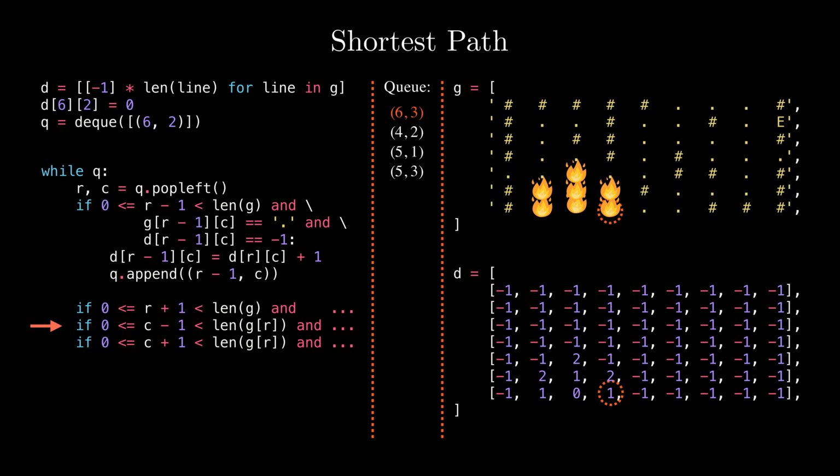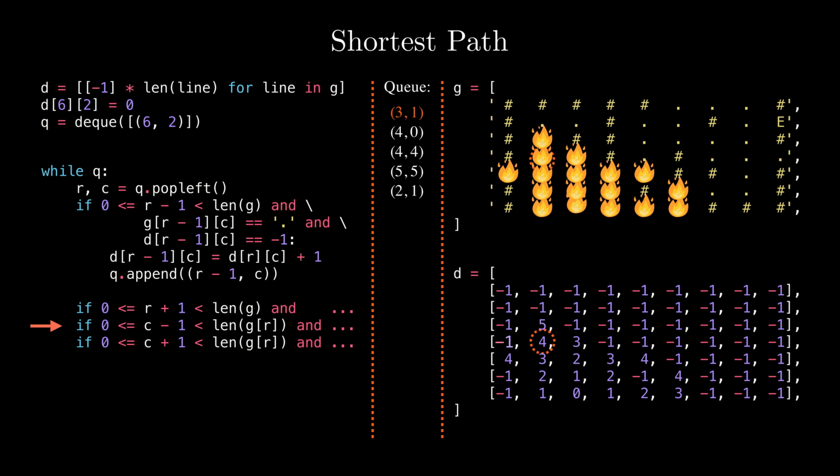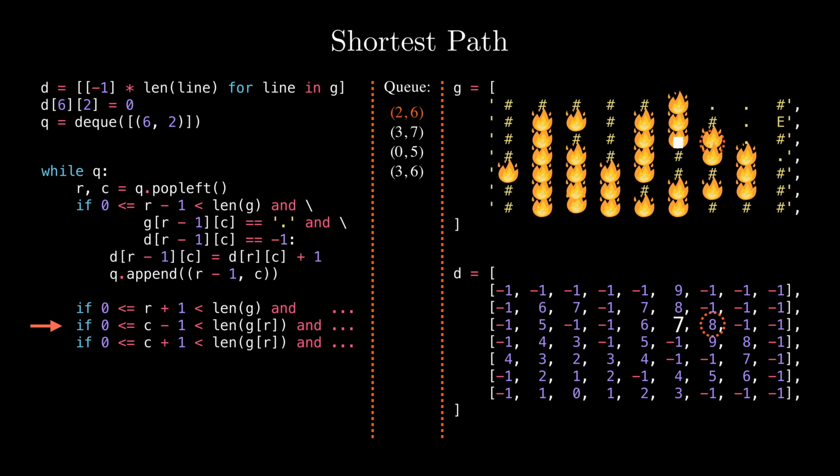You can think of the value in each cell as the number of minutes it took for the fire to reach that cell. The process of adding cell coordinates to the queue and gradually burning all the reachable cells in the graph will continue until there are no more cells left to burn.